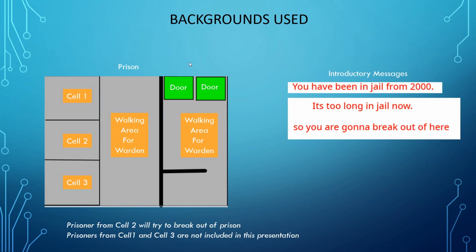Now, the backgrounds used. We have our prison, and then this is cell 1, cell 2, cell 3, walking area for the warden. This is also walking area for the warden, and a door.